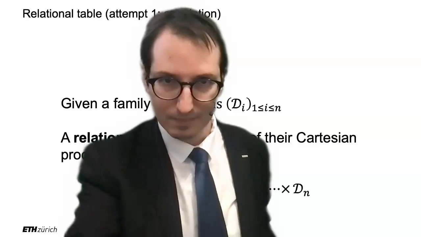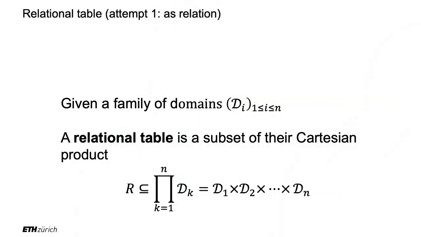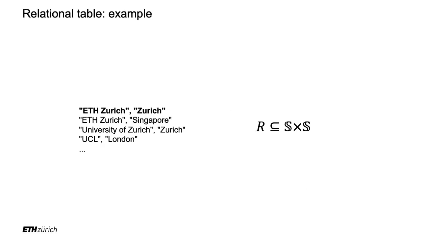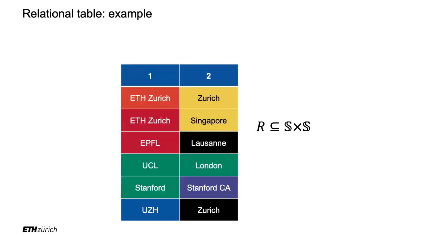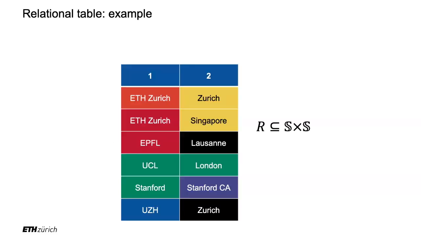Okay. So that is our first attempt. In fact, it's the textbook attempt to define a relational table as a relation between domains. So then that's an example. That's the one we had. This is a relational table because it's a relation between strings and strings. Right. That would be just the visual representations. That would be the CSV file, and that's when you import it in Excel, right?